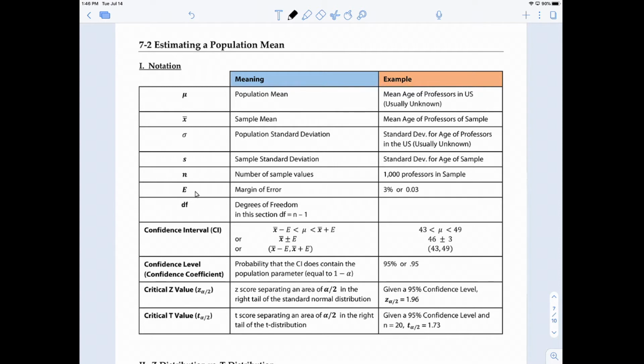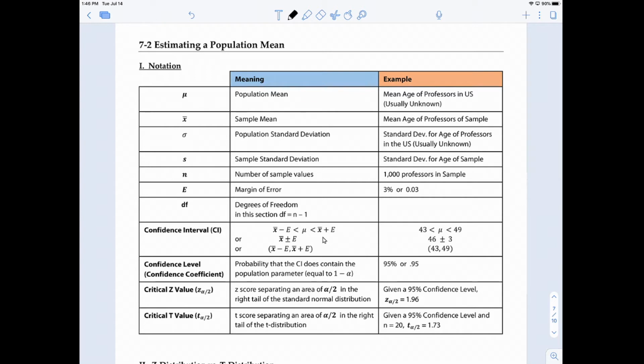Capital E is the margin of error. This is a new notation or a new term that you need to know. DF, whenever you see DF, that's me representing this concept called the degrees of freedom. We'll talk about that more later in a bit. And in this section, the degrees of freedom is equal to n minus 1.